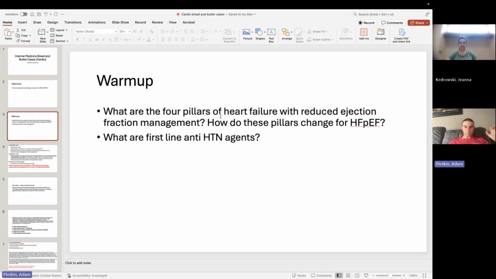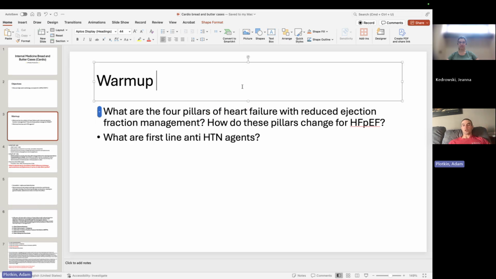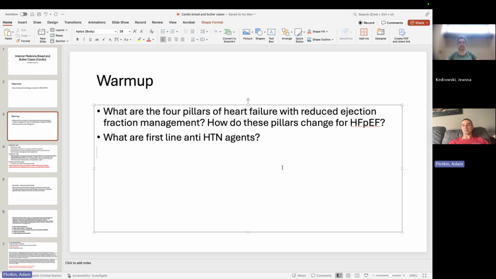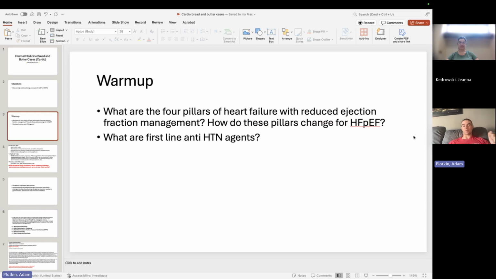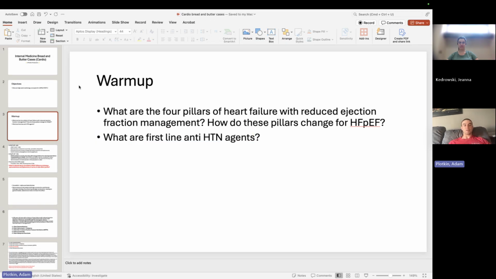So to start, I want you to think about what the four pillars of heart failure with reduced ejection fraction are. There are four main classes of medications we usually use with HFrEF. How do those pillars change if the patient has HFpEF, preserved ejection fraction? And also think about what some of the first-line antihypertensive agents are. Take as much time as you need, and whenever you're ready, we'll discuss.